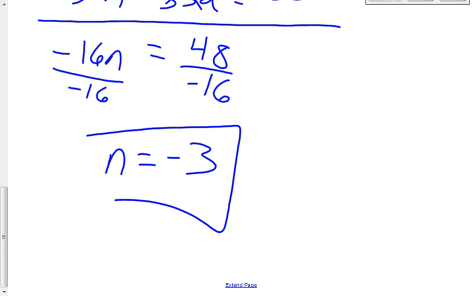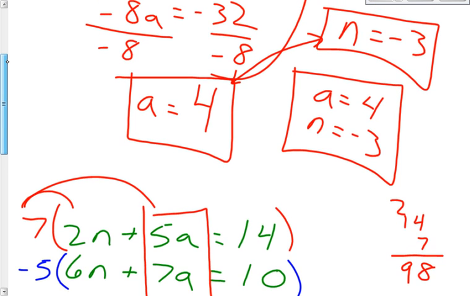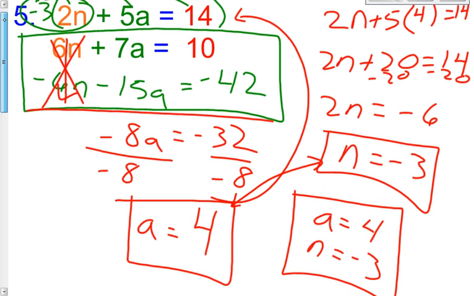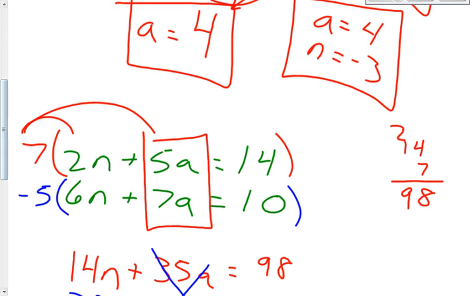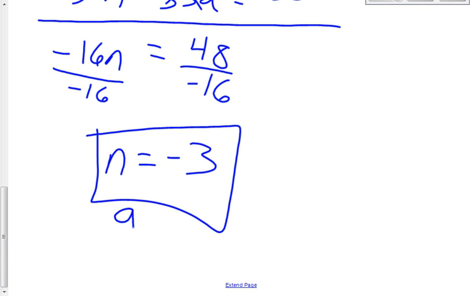Which is the exact same thing that we got back up here when the guys eliminated the n's. n equals a negative 3 right here. So as you can see, we get a to equal a positive 4. So it doesn't matter which variable you eliminate first, you're going to have to solve both of them to get n and a anyway, so it really doesn't matter which variable you get rid of first.